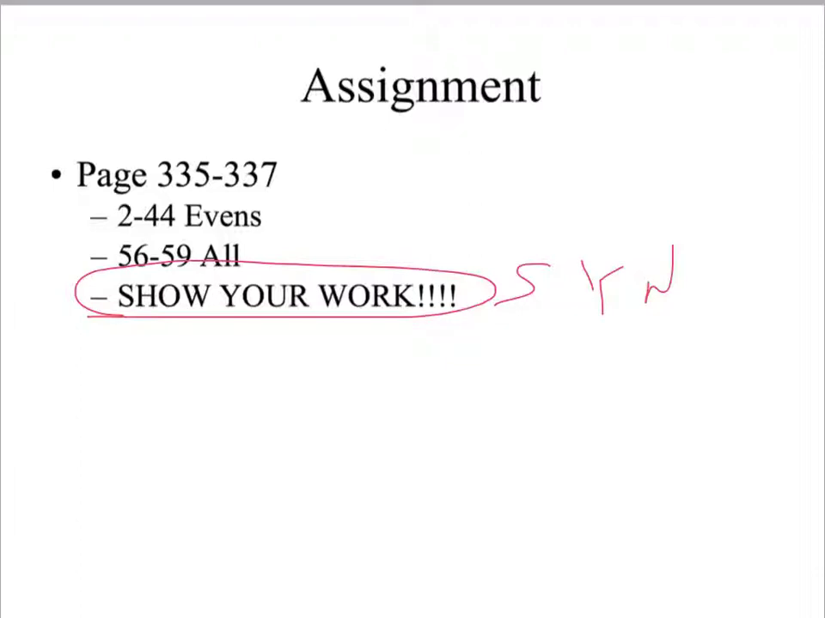Can you use your calculators? Yes, I will allow you to use your calculators. Do a little fist pump right now. Yes, calculators. You can use your calculators, all right?